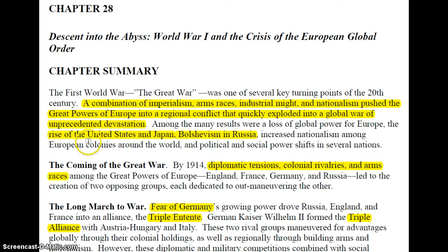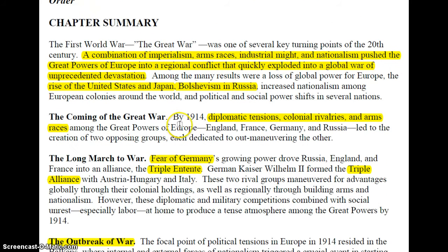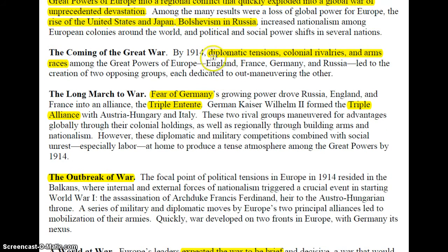Nationalism. We also saw this was the rise of the U.S. and Japan, and then we saw a Bolshevik revolution in Russia, and that leads to the Russian Revolution. So, first, we don't really even need to cover this. This should be in your notes anyway.